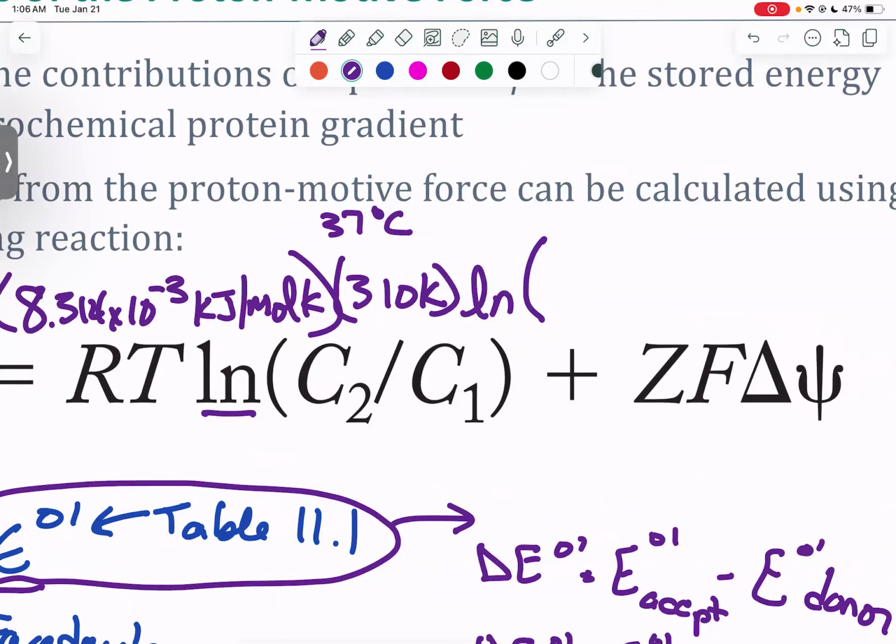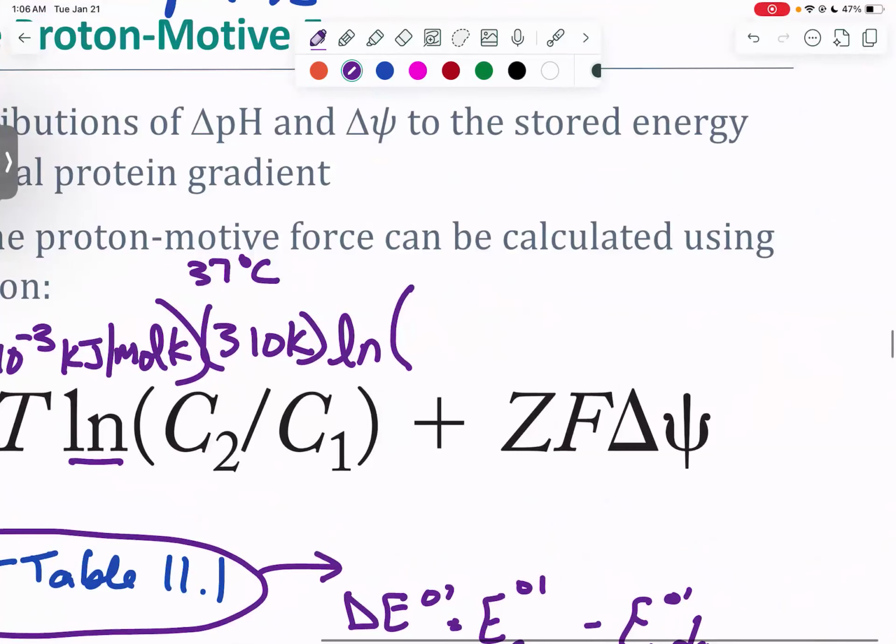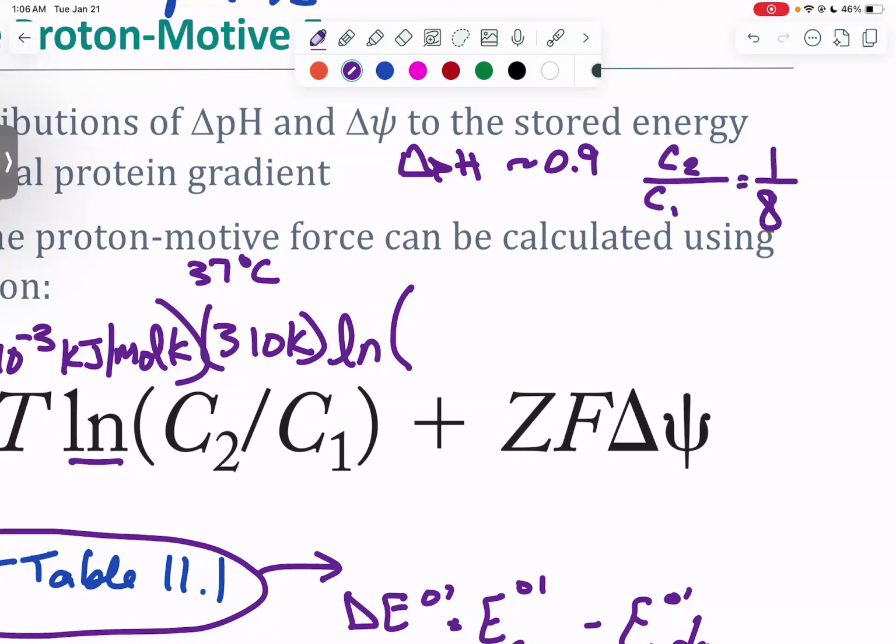Okay, then we're going to do the natural log of our concentration. Now this you have to be given, right? So I know, I'm going to give you this. You don't have to know this off the top of your head. But if you have a change in pH from one side of a membrane to the other, I know that difference is about 0.9 in the mitochondria. So if you were to look at the ratio of concentration of protons on one side of the membrane to the other side of the membrane, it'd be C2 over C1. That's about 1/8, right? Which gives you 0.125, right? So when you look at that, you don't have to know this. You would just have to be able to use this. So don't freak out.